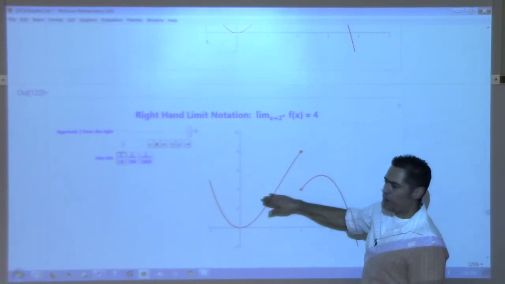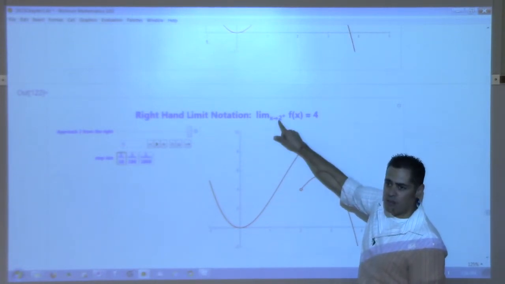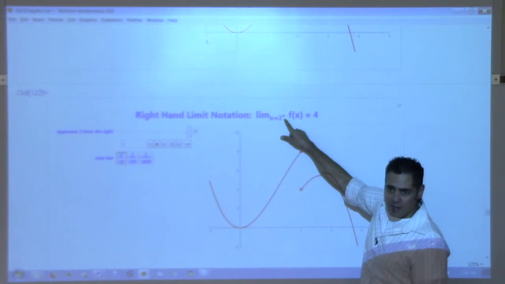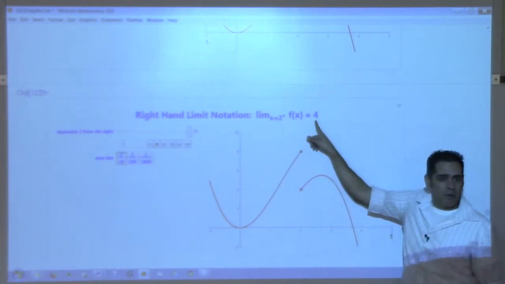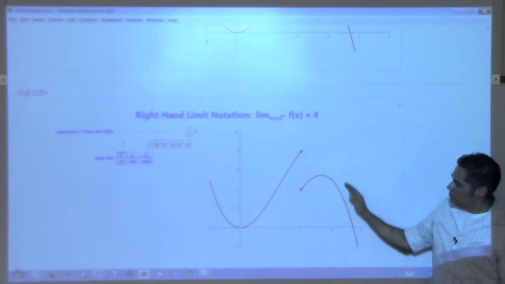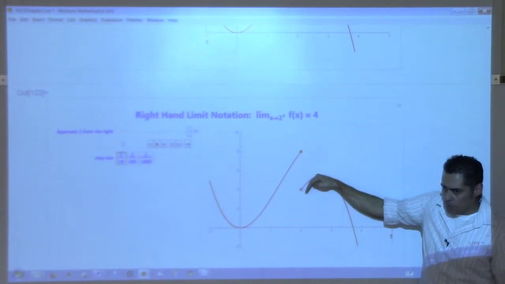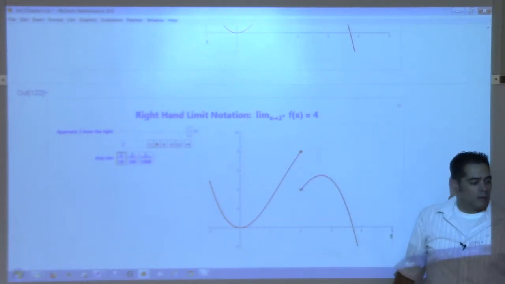Here, we're looking at this function. We're approaching 2, but this time we're approaching 2 from the right side. And do we all agree the answer would be 4? Is it 4? No. Why not? Because what?